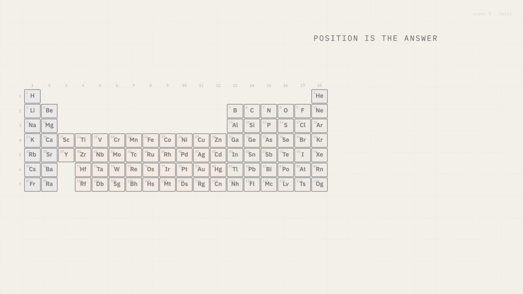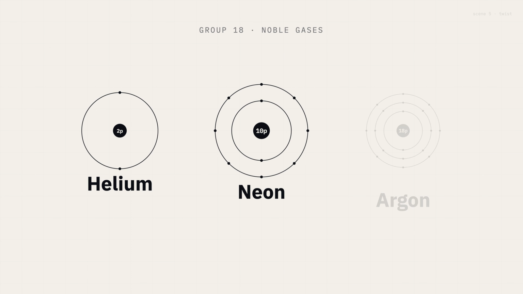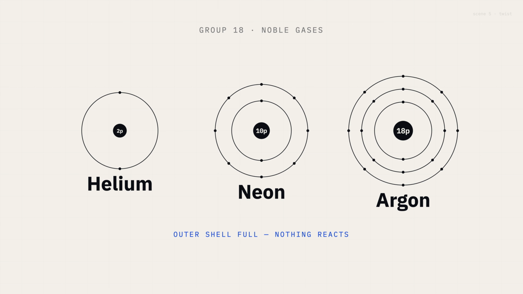So here's the trick. Position is the answer. Row tells you the size. Column tells you the behavior. Side of the staircase tells you metal or not. Far right column, outer shell is full. Nothing reacts. Helium, neon, argon, they just sit there. The table is telling you that just by where they live.